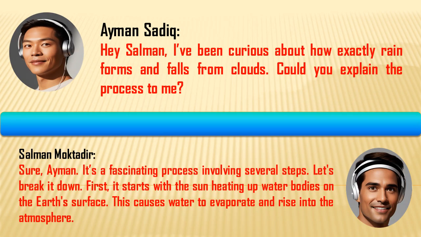Hey Salman, I've been curious about how exactly rain forms and falls from clouds. Could you explain the process to me? Sure, Ayman. It's a fascinating process involving several steps. Let's break it down. First, it starts with the sun heating up water bodies on the Earth's surface. This causes water to evaporate and rise into the atmosphere.